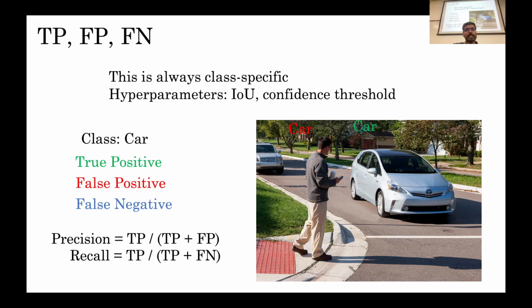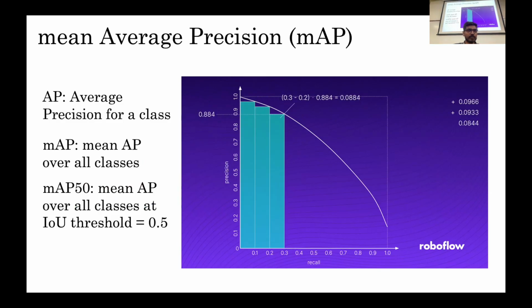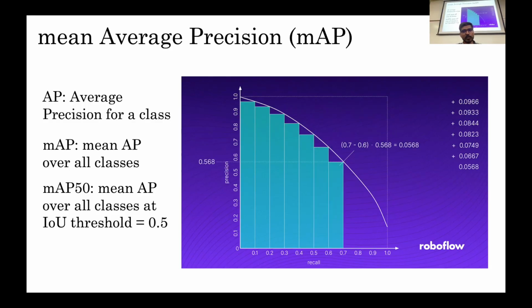Now one problem here is that you have to decide what these hyperparameters should be, the IOU and the confidence threshold. IOU is easier to pick; maybe 0.5 just works well in practice. But for the confidence threshold, you don't really know what a good value is for your problem. That's why the community uses a metric called mean average precision, which is nothing but the area under the precision recall curve, just computed in a slightly different way.